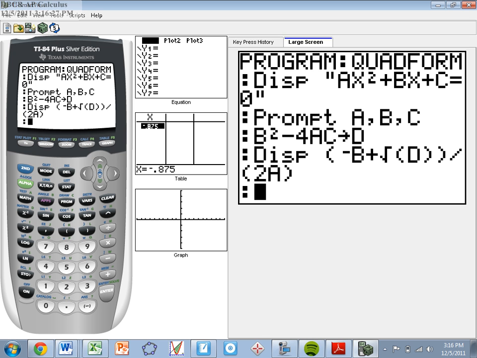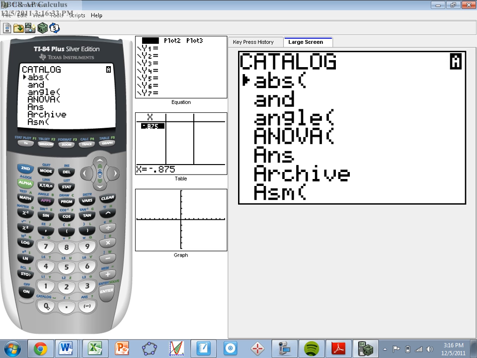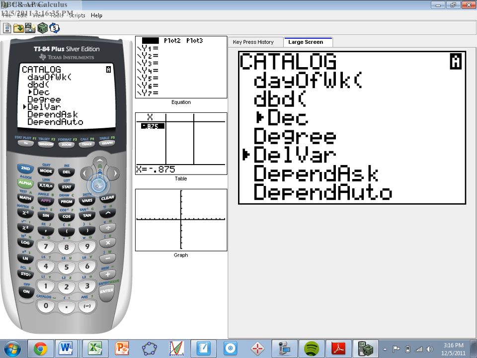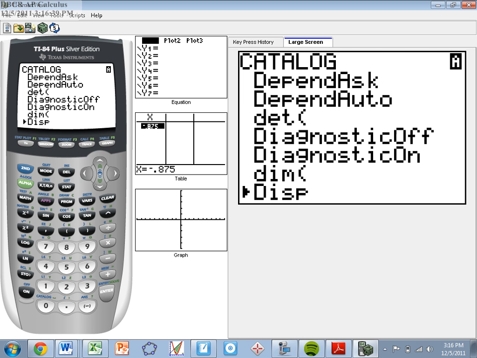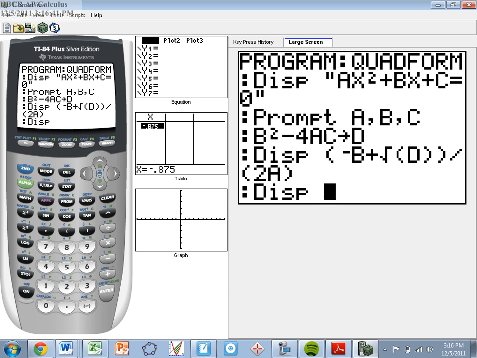Do you have to put display on the second one? Yes. So again, same commands. Catalog, go to the D, display. I want to display the same thing again. Negative B, but instead of plus, I'm going to put a minus now.